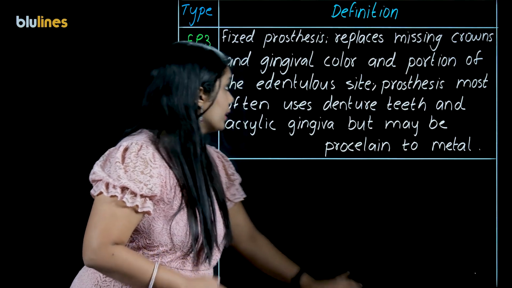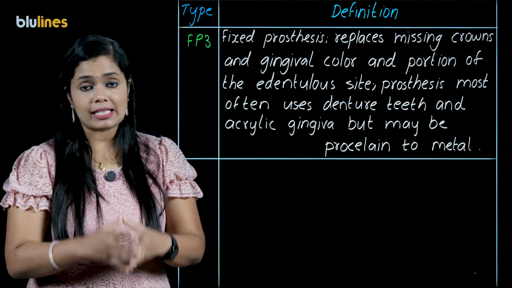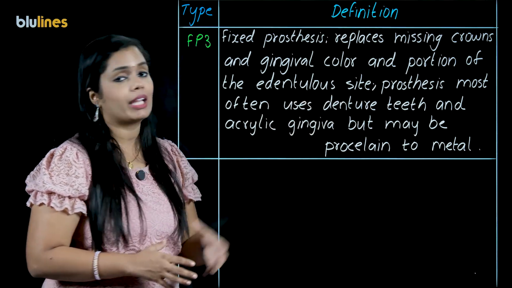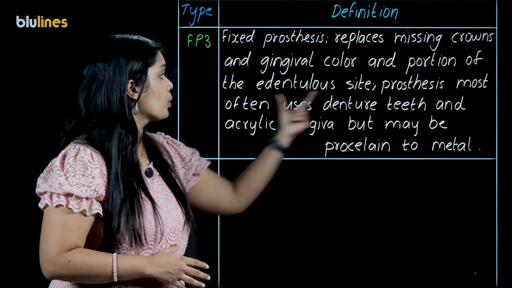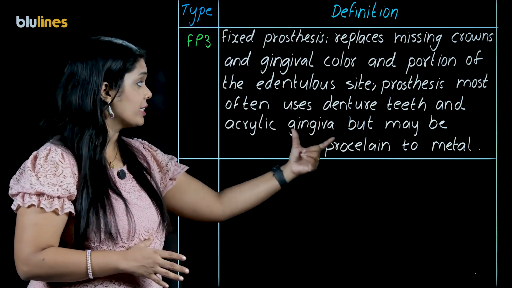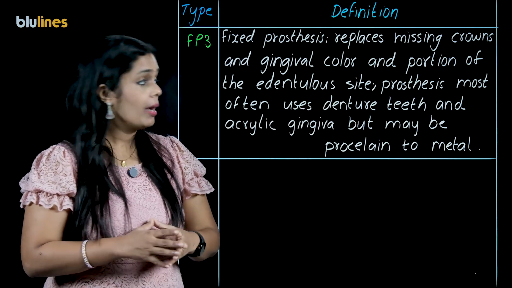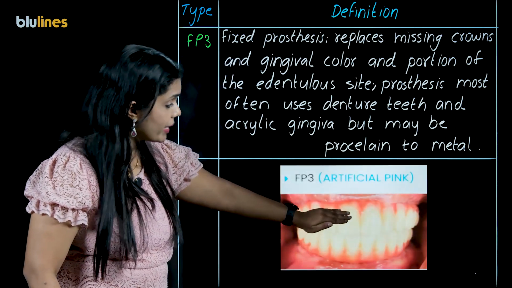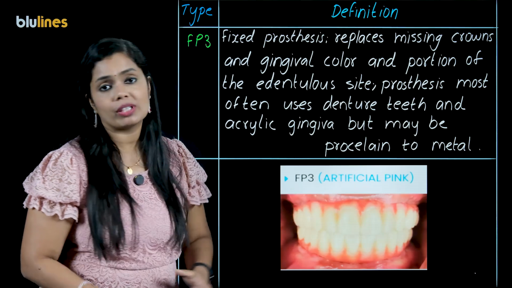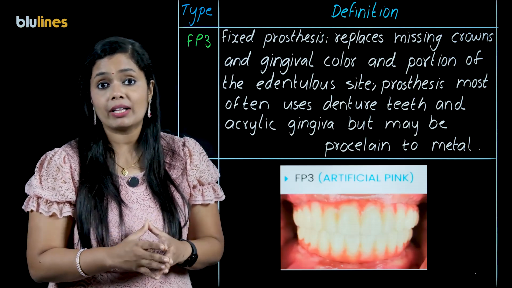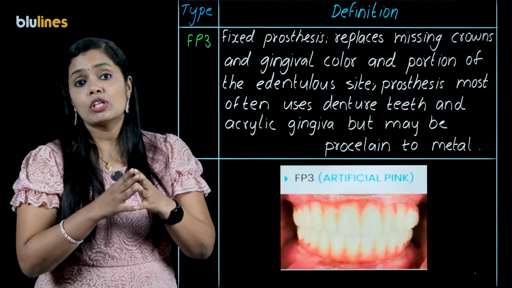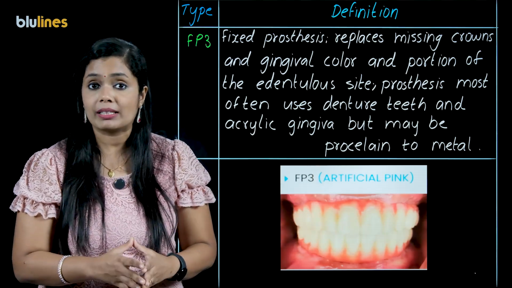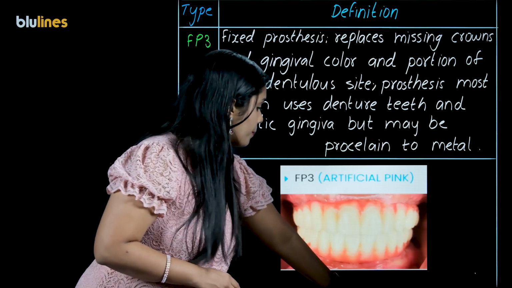Next one is FP3. In FP3 prosthesis, it is replacing the missing crown and the gingival color and a portion of the edentulous site. This prosthesis most often uses denture teeth and acrylic gingiva, but may be porcelain to metal. That is, it is replacing the tooth as well as a portion of the gingiva. So it uses gingival color or gingival acrylic. Mainly it uses acrylic teeth for the FP3 type of prosthesis.